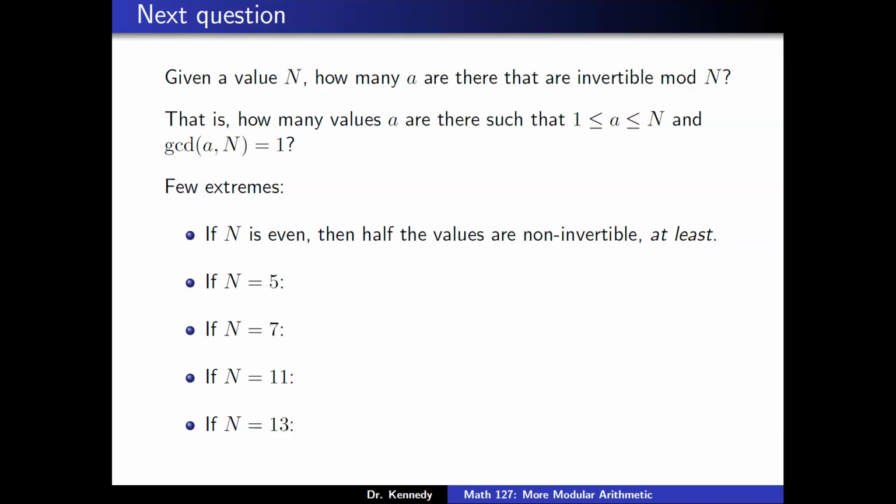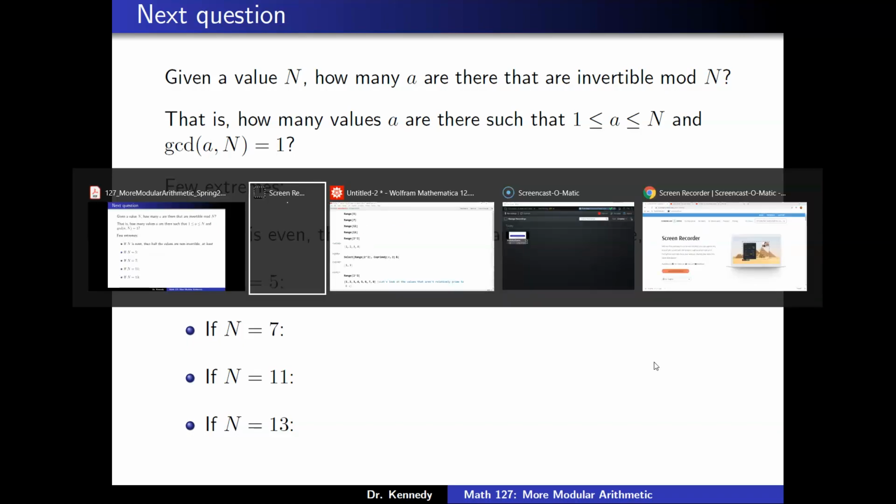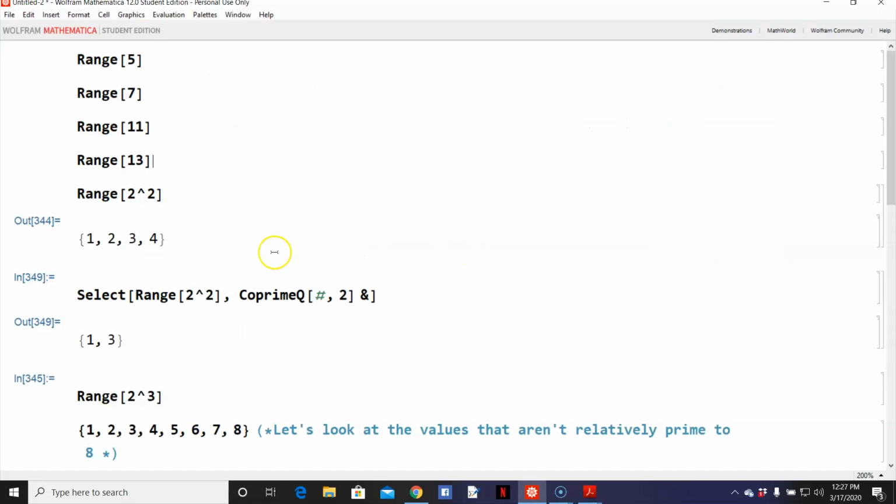Okay, now when you're looking at these kinds of questions in math, we always start by looking at prime values. Primes form the building blocks of all numbers, and so if we can figure it out for primes, that's always a good start. So that's what we're going to do. We're going to look at the first few primes. We'll start with some small ones, namely 5, 7, 11, and 13, and work out how many relatively prime numbers there are. All right, to do this, we will go over to Mathematica.